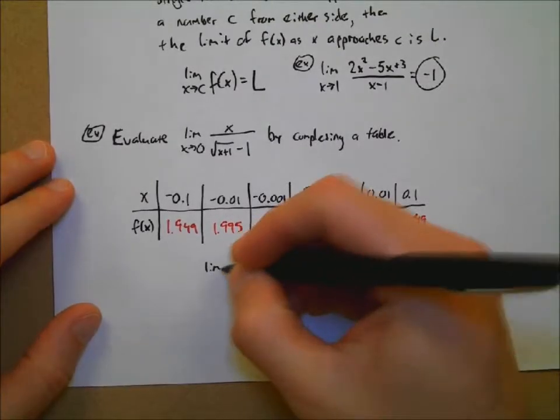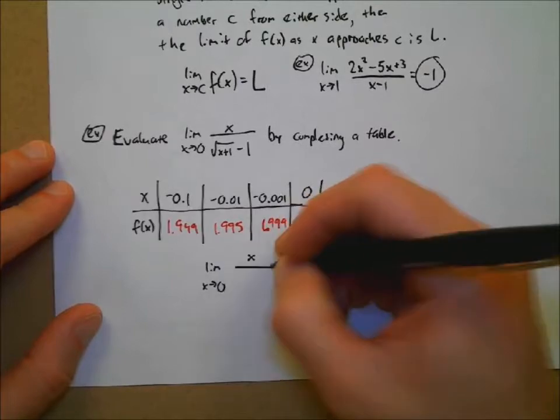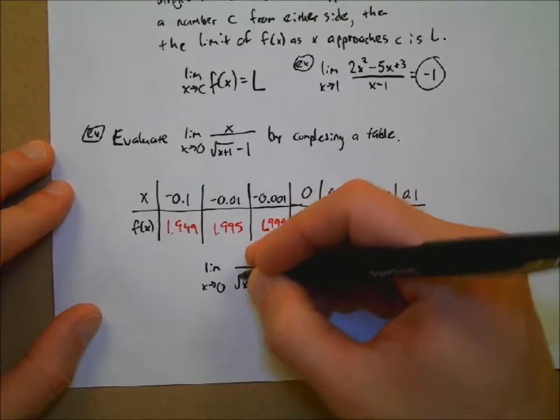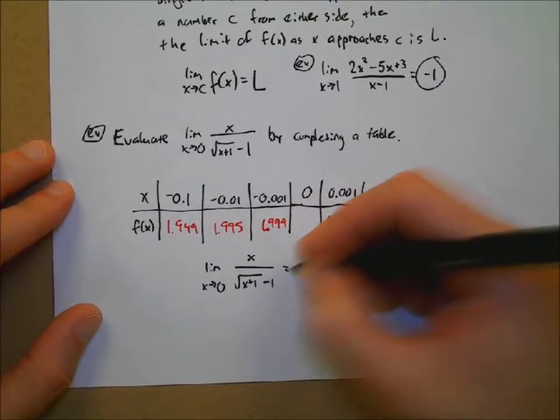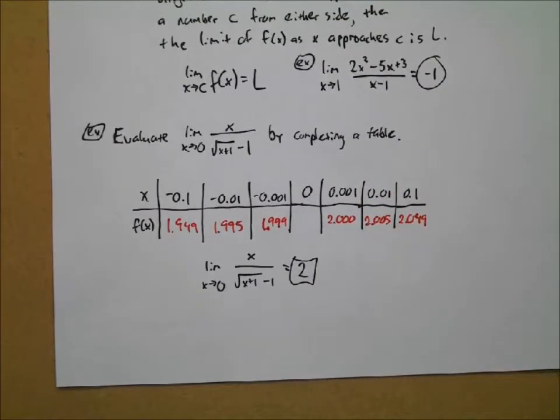So we can say then for sure that the limit as x approaches 0 of x over square root of x plus 1 minus 1 is equal to 2. Okay, so there's our answer. Later, we will learn how to evaluate this limit by hand without a calculator. Okay, but not right now. You gotta wait for that. Hold your horses.